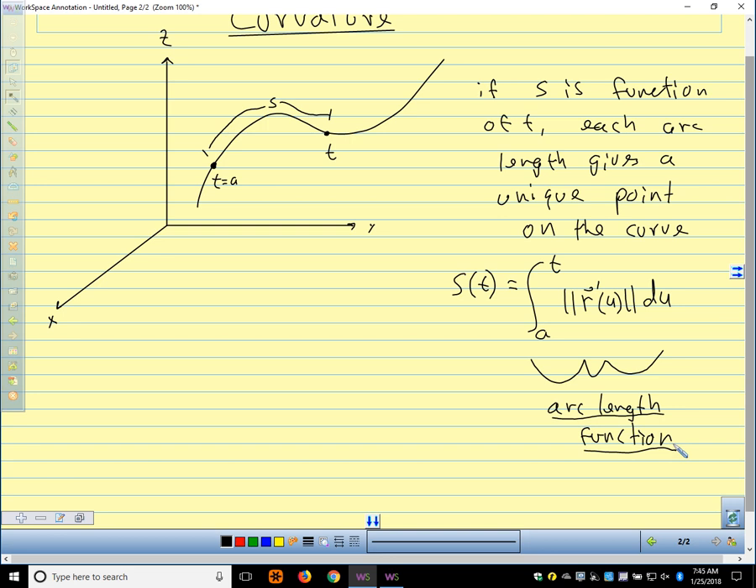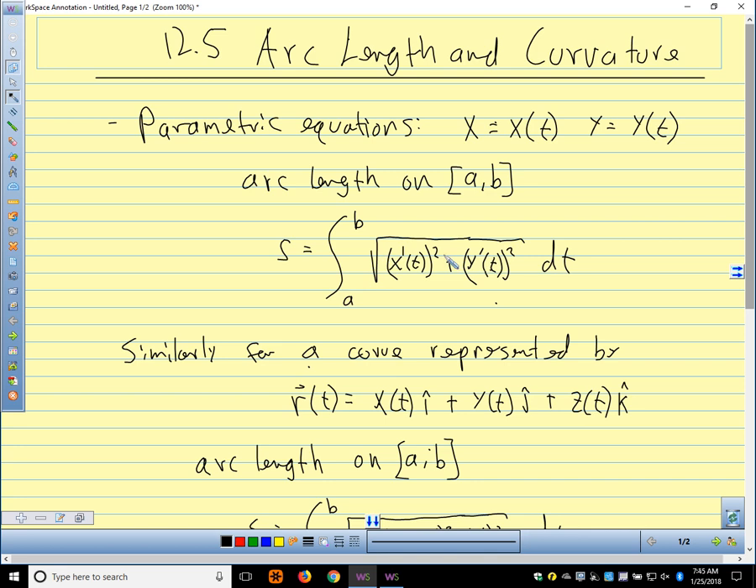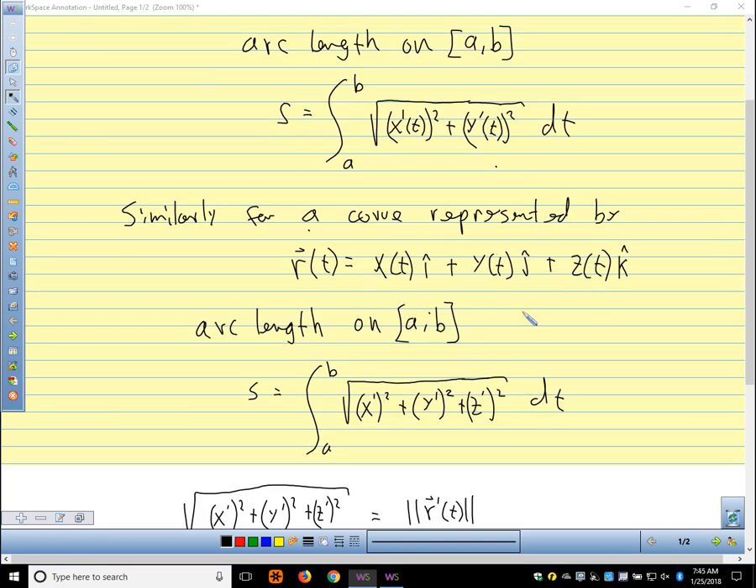Why is it r prime? Because when we related it back to parametric equations, the arc length on a curve is the square root of x prime squared plus y prime squared. And so we just added one component: x prime squared plus y prime squared plus z prime squared, square root. And that is the same as the magnitude of r prime.